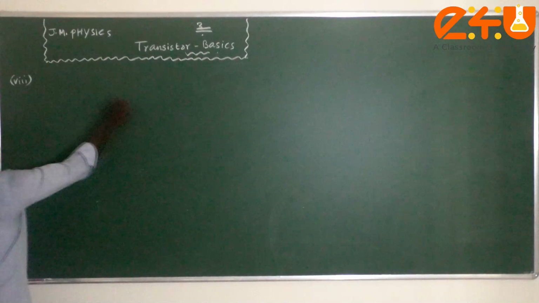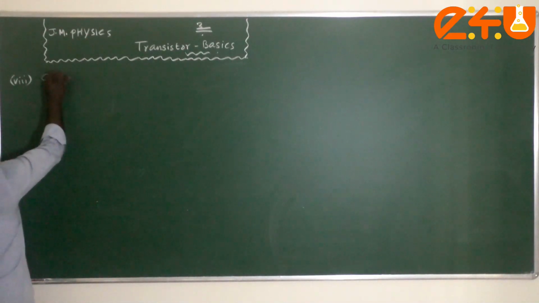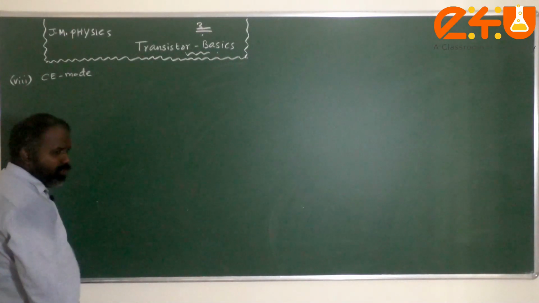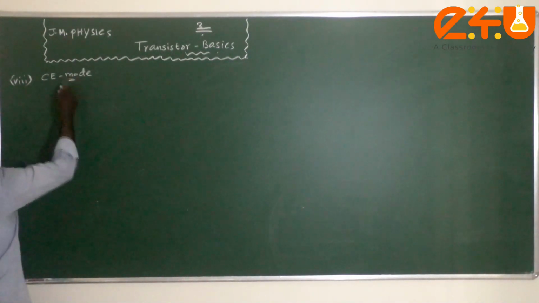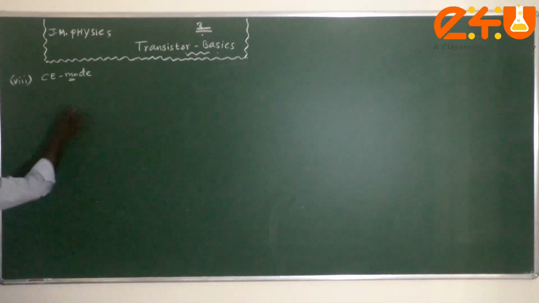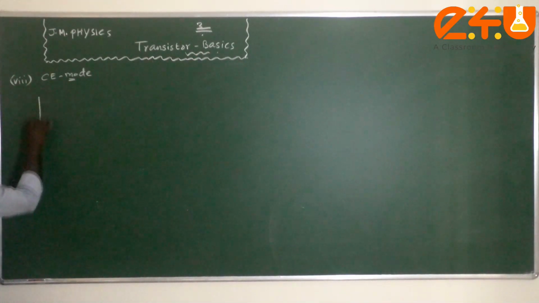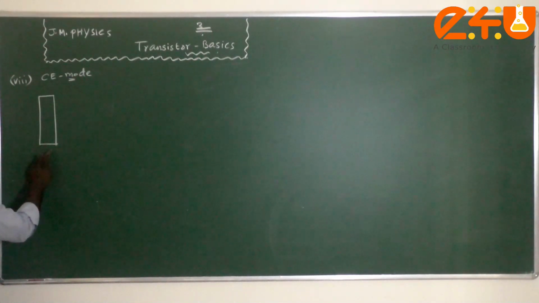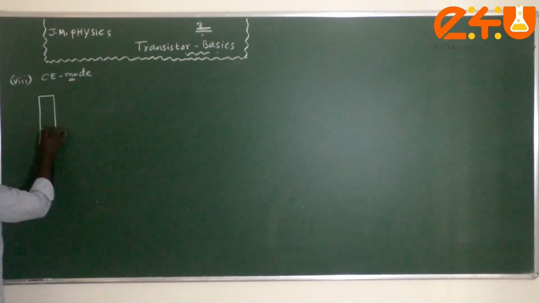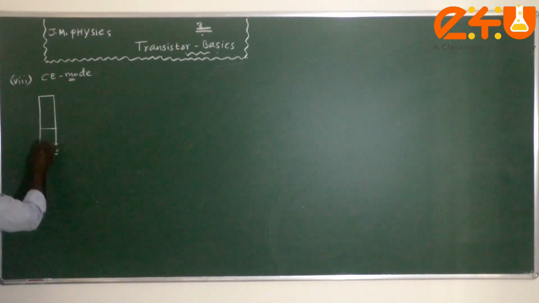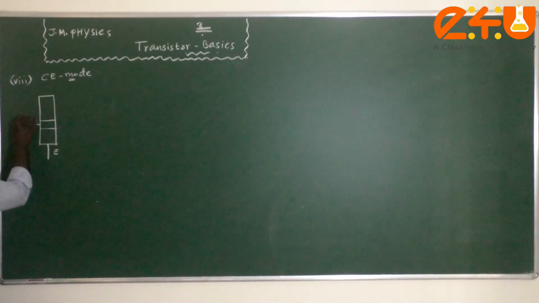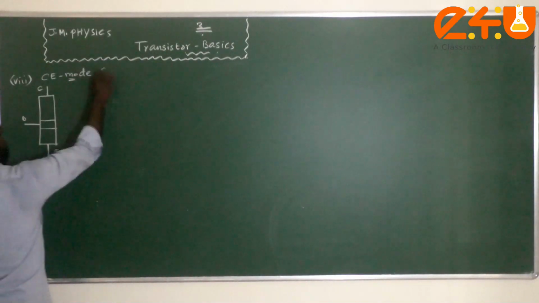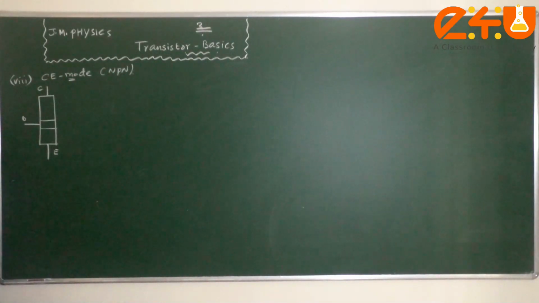The point we are going to discuss is CE mode configuration. That is how to draw the circuit diagram for the common emitter mode. Since it is given in the syllabus, I can draw that as a block diagram, like this. We know that the emitter should be common, so this will be the emitter, and this will be the base. And this is the collector terminal. Hereafter I am always talking about the NPN transistor only.